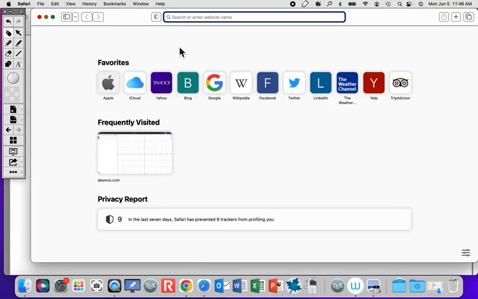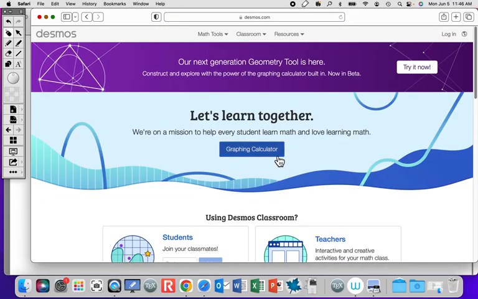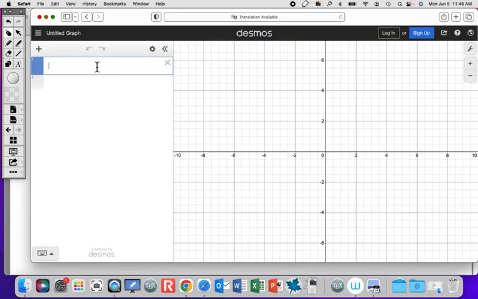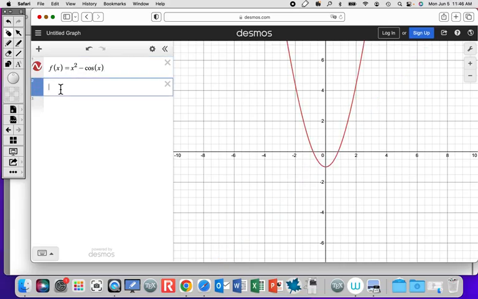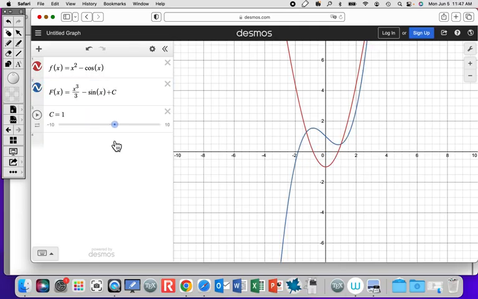Well, first off, we fire up Desmos on the website here. And we're going to type in the original integrand, x squared minus cosine x. And now we're going to type in the answer we got. I'm going to call it capital F of x, as is the custom for antiderivatives. And we arrived at x cubed divided by 3 minus sine of x plus c. And we'll add a slider for c. So once again, that's what all the antiderivatives look like.